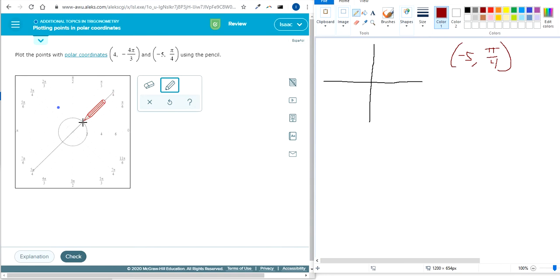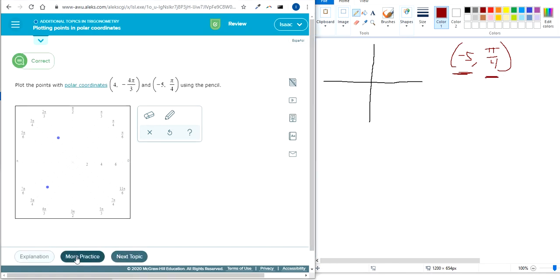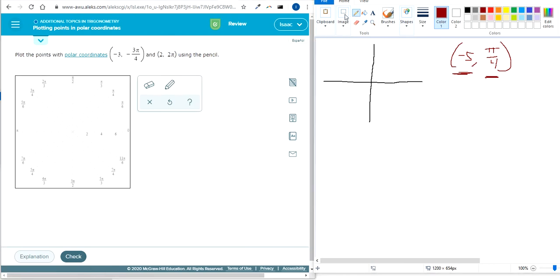1, 2, 3, 4, 5. I think that's 5 circles away. 1, 2, 3, 4. Yep, that's 5 circles away. However, since it's a negative 5, that just means you go in the opposite direction. So I'm going to go back down here, and I'm going to go on the same line in the opposite direction. I'm going to count my 5. 1, 2, 3, 4, 5. That's our dot right there if I counted right. 1, 2, 3, 4. Yeah, that's 5 circles away. So this tells you how far away it is from the center, and this tells you the angle measurement. So now let's do one more, kind of seal the deal here, hopefully.